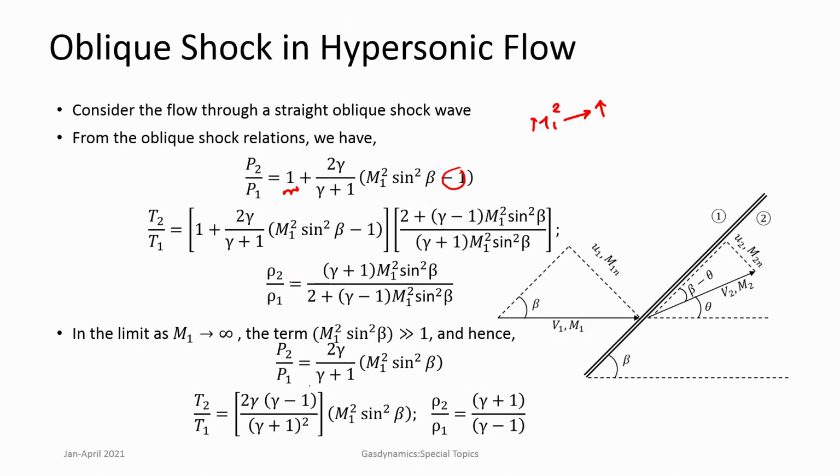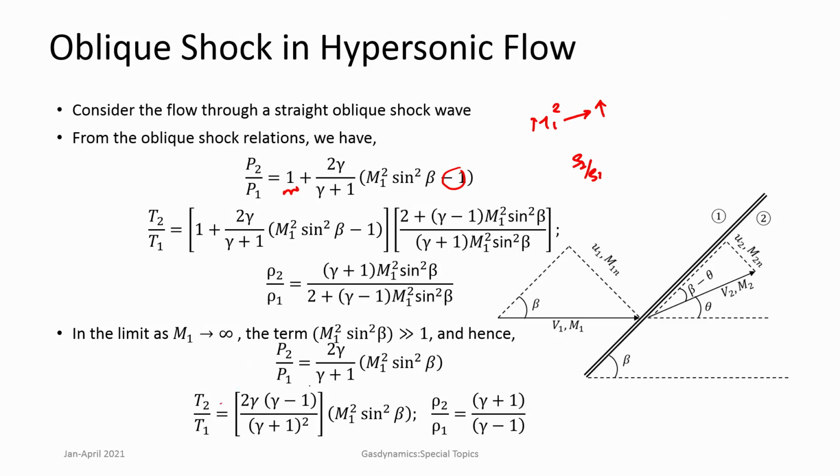On the other hand, if you take rho 2 by rho 1 and apply the condition that M1 square goes very large, we have two factors here, both in the numerator and the denominator. They become very large. Therefore, you get the equation that rho 2 by rho 1 is equal to (gamma plus 1) by (gamma minus 1). So the density ratio across an oblique shock goes towards finite values. As you increase Mach numbers, the density ratio approaches the finite value (gamma plus 1) by (gamma minus 1).